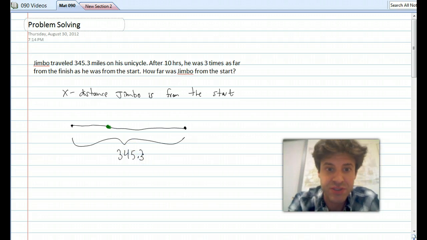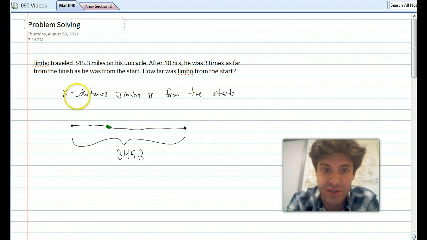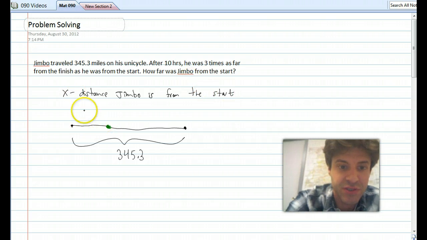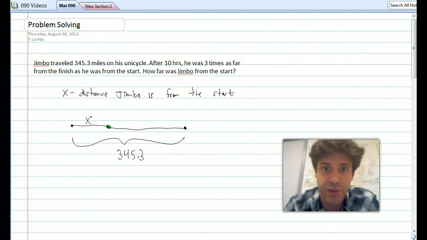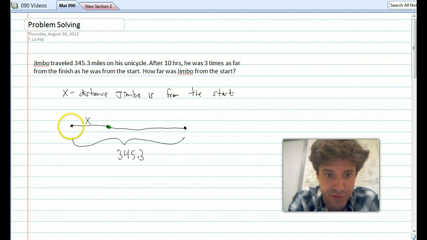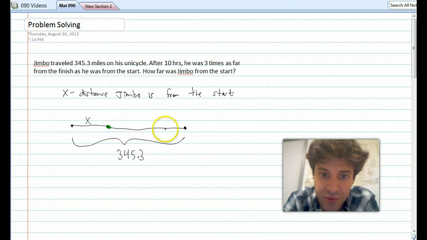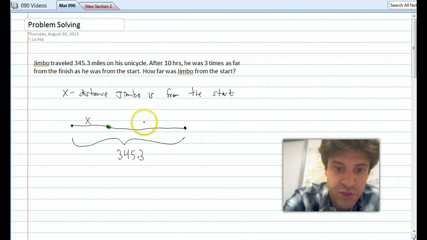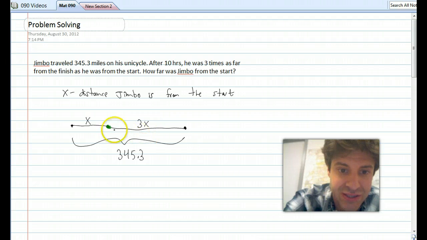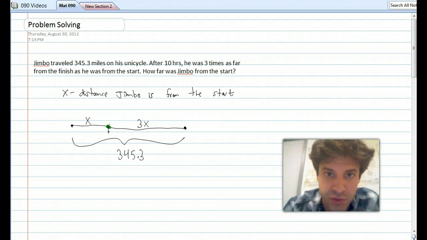We also know that Jimbo's distance from the start is unknown. That's our x. So his distance from the start is just x. We know that Jimbo has taken 10 hours here. So from here to here, it's taken him 10 hours. So I'm not sure that's totally helpful here in this problem. We also know that he was 3 times as far from the finish as he was from the start. So if he was a distance of x from the start, how far is he from the finish? Well, it's 3 times x. So he's 3 times x from where he is now to the finish line.